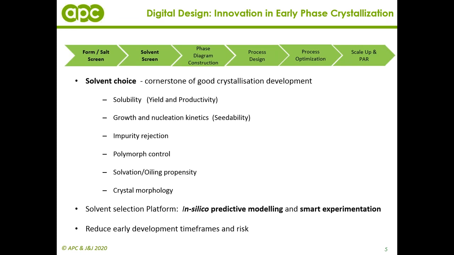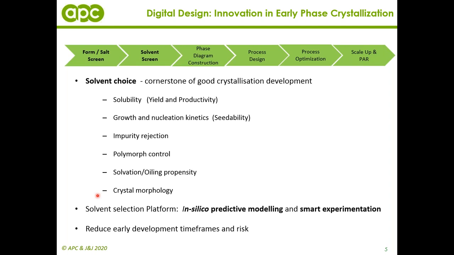So selecting an appropriate solvent is the cornerstone of good crystallization development. The solvent system from which the API is crystallized influences solubility, growth and nucleation kinetics, impurity rejection, polymorph control, solvation and oiling propensity, and crystal morphology. So as you can see, it's very important to select the right solvent.